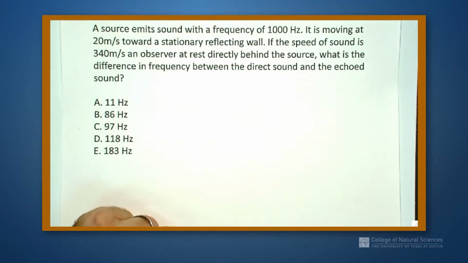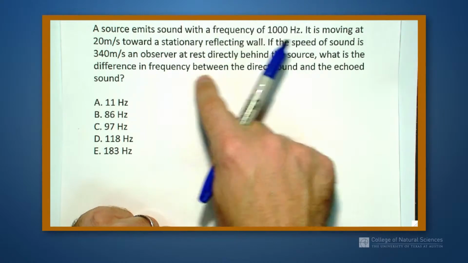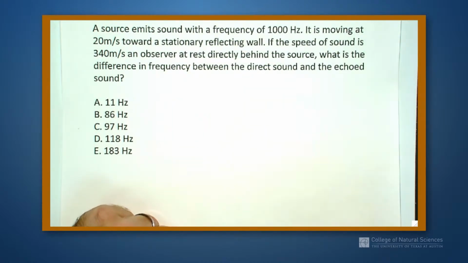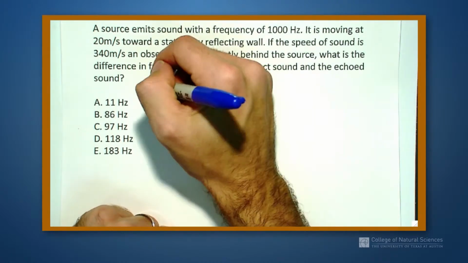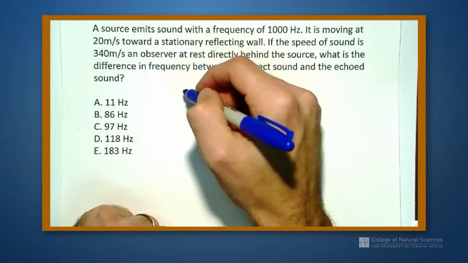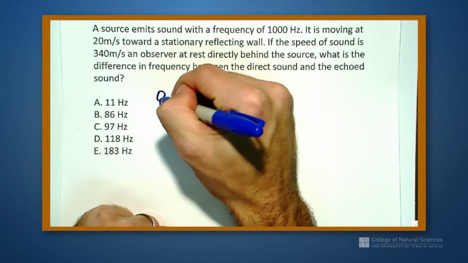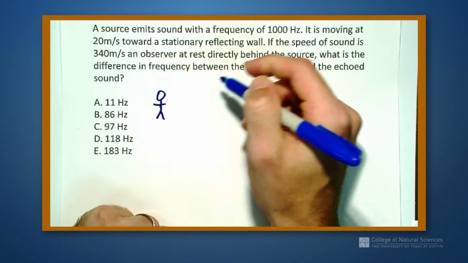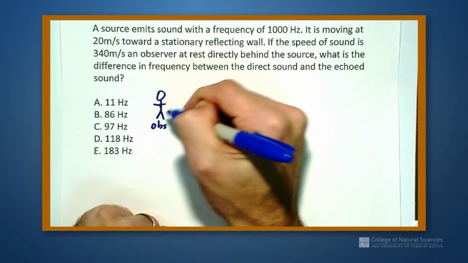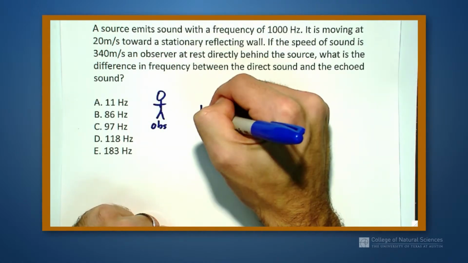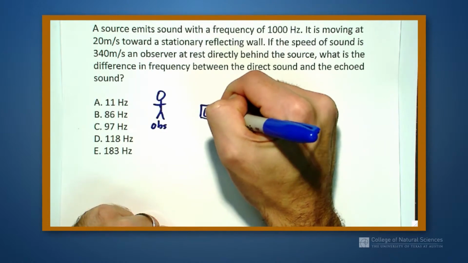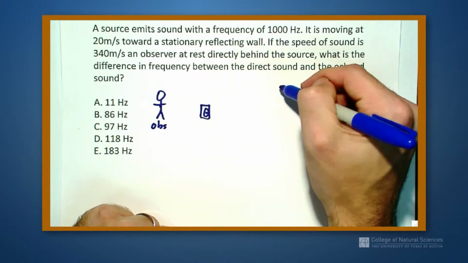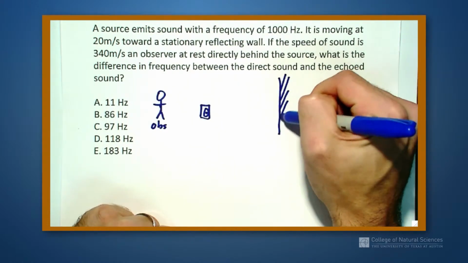Okay, because we're looking for a difference of frequency, it's actually going to involve us doing this twice over. So let's draw a picture first. I have an observer. This is my observer. And I have my source. My source is a little speaker. I have a reflecting wall over here.